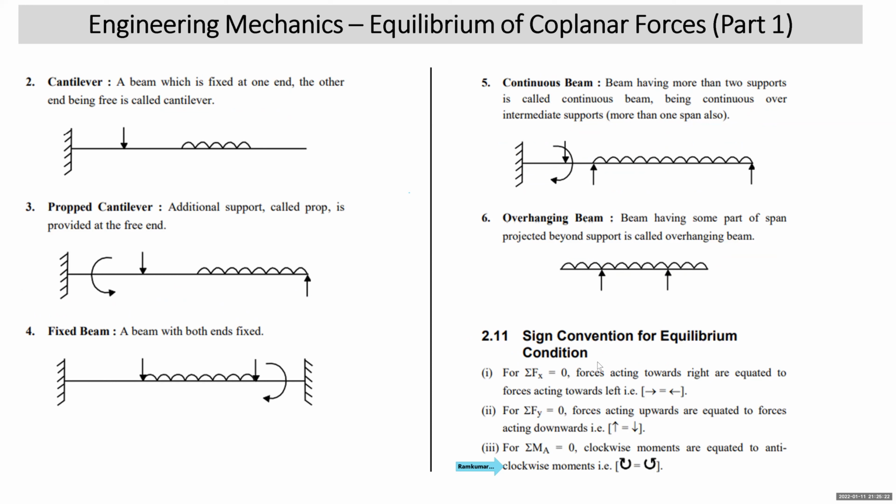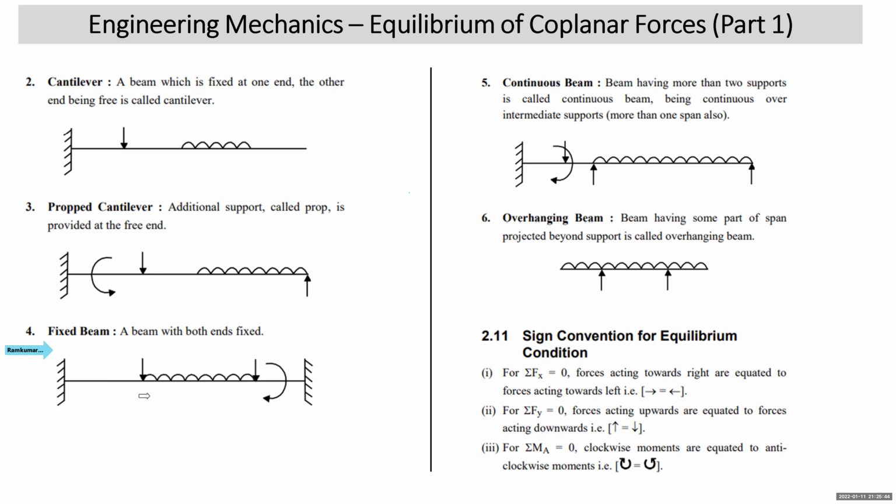Next, we'll understand other types of beams. Cantilever beam. What is a cantilever beam? The beam which is fixed at one end and free at the other end is called a cantilever. Next is propped cantilever. What is a propped cantilever? The beam which is fixed at one end and simply supported at the other end is called a propped cantilever.